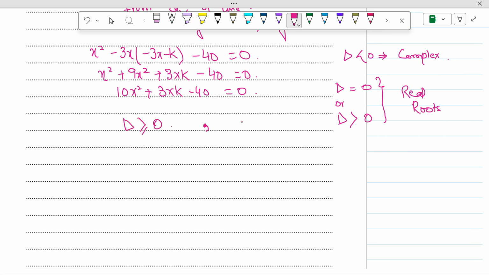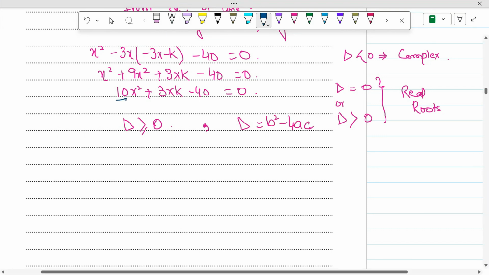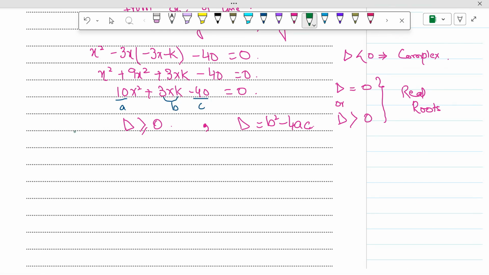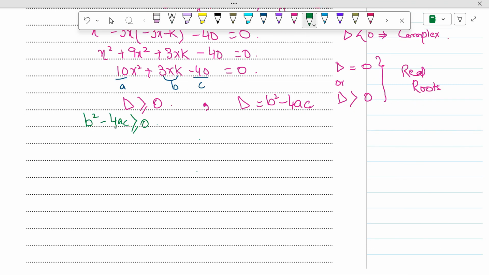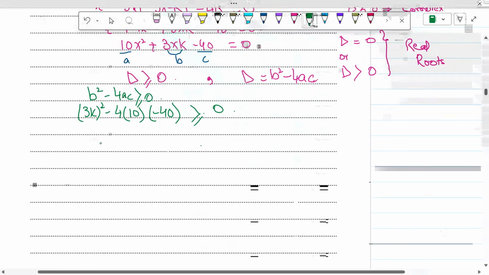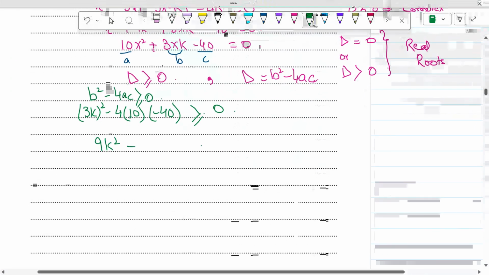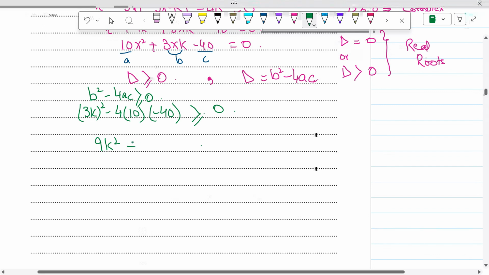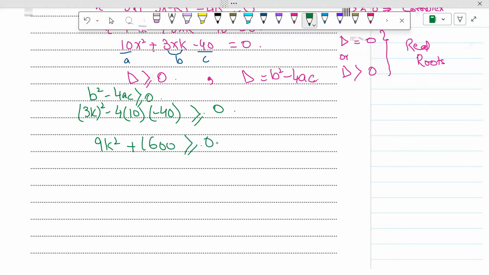We know the discriminant is b squared minus 4ac. In this case, 10 is a, 3k is b, and negative 40 is c. So we can write b squared minus 4ac greater than or equal to 0. Since b is 3k, plugging in, we get (3k) squared minus 4 times 10 times negative 40, greater than or equal to 0. So we will have 9k squared minus 40 times negative 40, so it will be positive 1600, greater than or equal to 0.